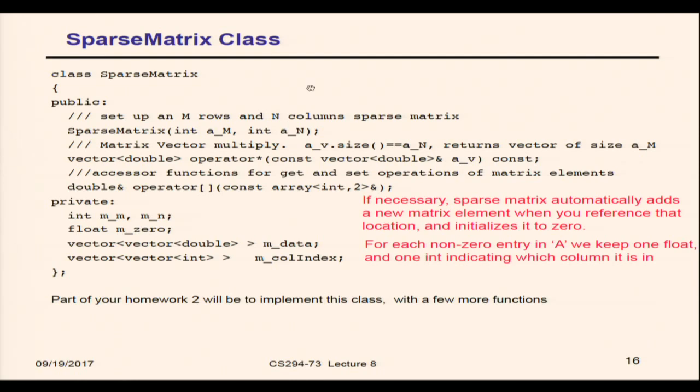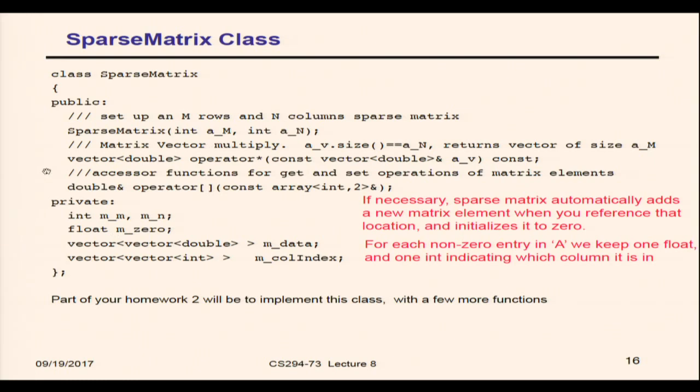So you're going to implement it for a general m rows and n column sparse matrix. The constructor takes the number of rows and the number of columns. And what is it going to have to do? It's going to do matrix-vector multiply. That is, you have an operator, star, that takes a matrix star a vector of the correct length, of size n, and returns a vector of length m. So that's this operator here.